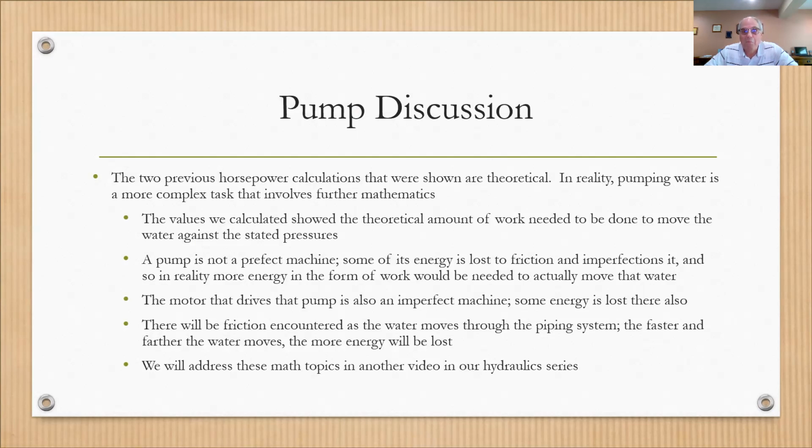In addition to that, the motor that drives the pump is an imperfect machine too. You put your hand on a motor, you're going to feel heat. That heat is lost work. It's work that you're doing that is not going into moving that pump. So some energy is lost there also. And in fact, when you start moving water, you're going to encounter friction. Friction happens when water is moving through a piping system. As it moves faster and further, you're going to lose so much to friction through the system that extra work has to be done to overcome it. So that's more energy that has to be lost.